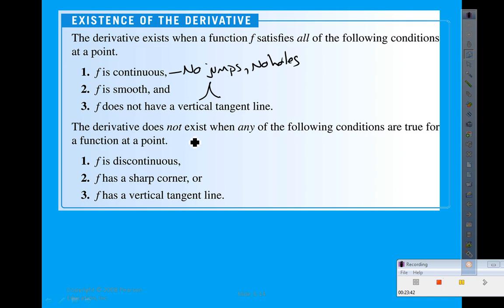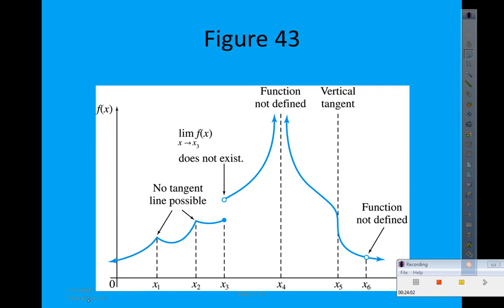The derivative does not exist when any of these happen. Discontinuous: you can't draw it without picking up your pencil. If it has a sharp corner, right there, or a vertical tangent line. So here's my little slide here, just to show you on some different points. There's no derivative, no instantaneous rate of change, no tangent line at this point and this point because of the sharpness of it. My tangent line would almost have to teeter-totter on that.